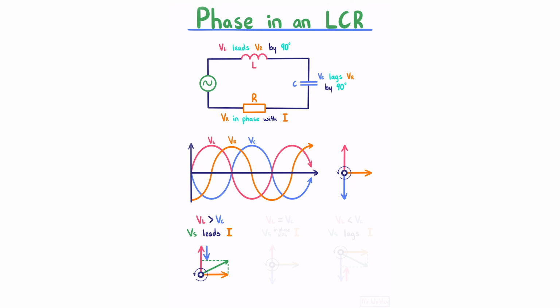In the situation where our inductor voltage is equal to our capacitor voltage, we have our resistor voltage plus our inductor voltage, and then adding on in the opposite direction our capacitor voltage, which is the same size. This results in a source voltage, which is in phase with our circuit current. Lastly, if our inductor voltage is less than our capacitor voltage, we have our resistor voltage, adding on our inductor voltage, and then adding on in the opposite direction our capacitor voltage, which is in this case larger. Because of this, our voltage source points downwards, meaning that our source voltage is lagging our current.